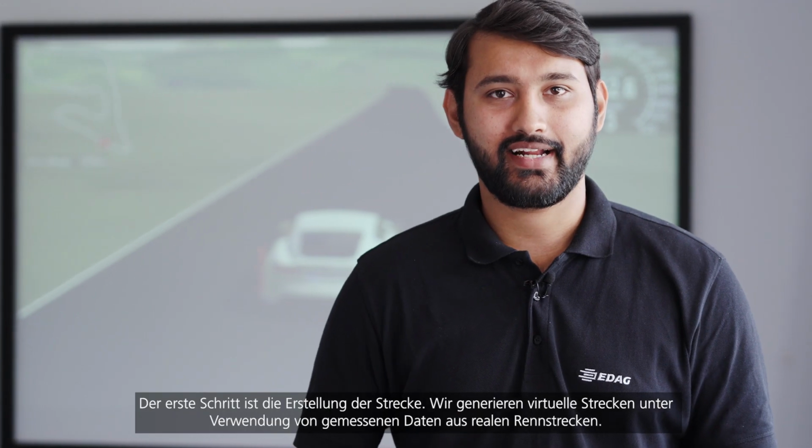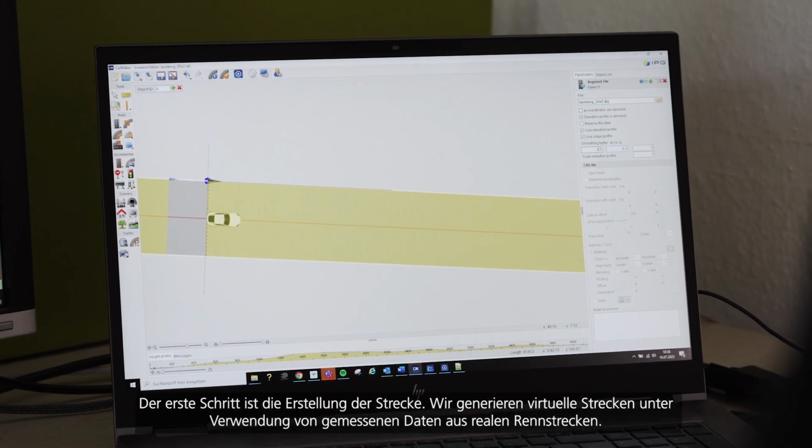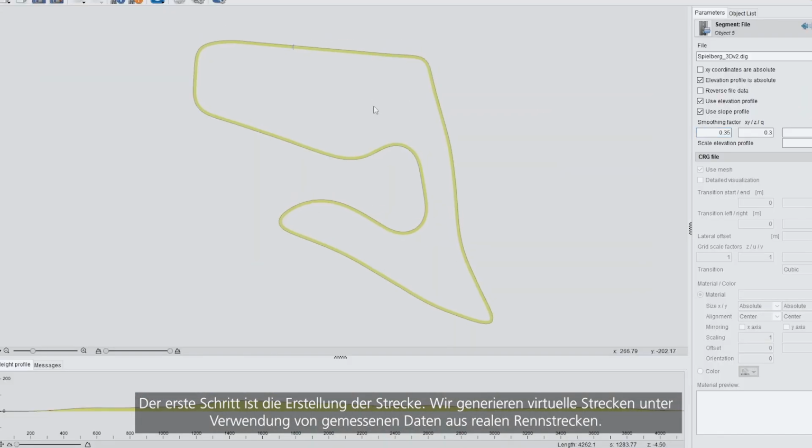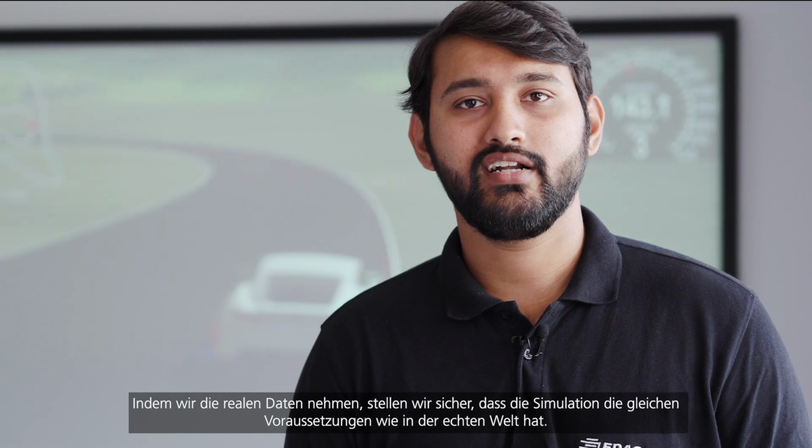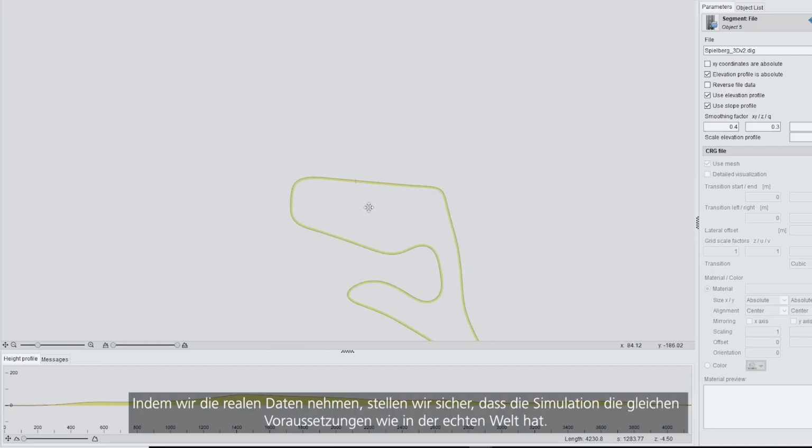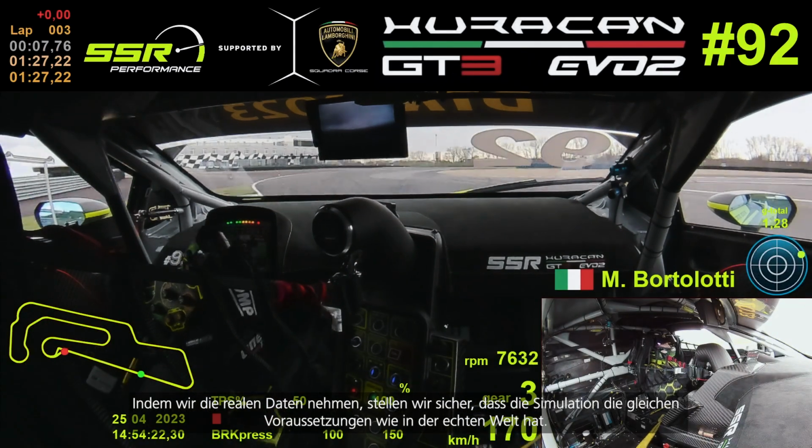The first step is track generation. We generate virtual tracks using measured data from real-world tracks. By using the real-world data, we ensure that our simulation actually corresponds to the real-world conditions.